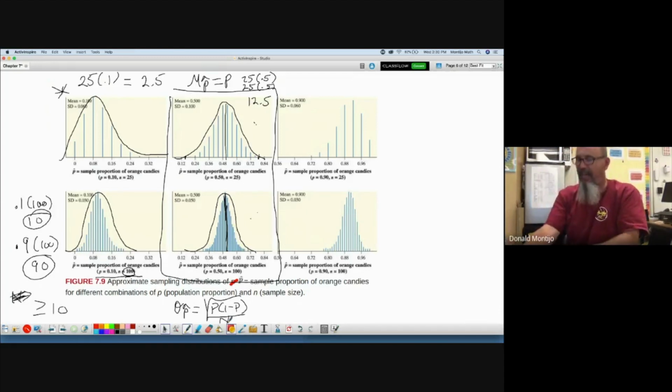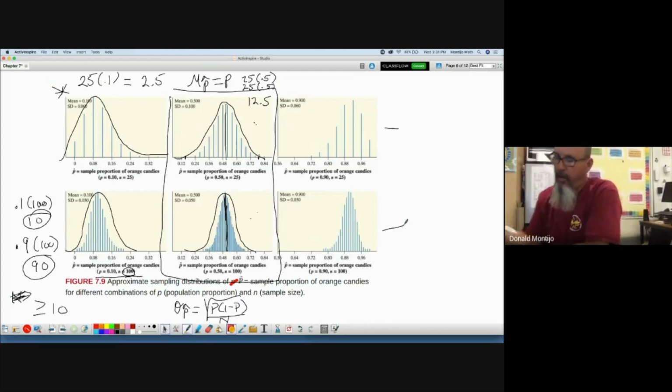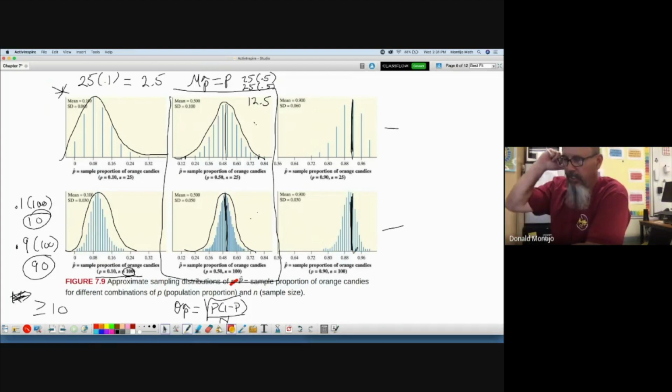And then finally, in this last set of graphs, now we have a population in which 90% of all the candies are orange. Where do you think the center is going to be? You bet that center is going to be at 0.9. And if you looked at this and you found the center, yep, somewhere right in here at 0.9. Where's the center here? Yep, somewhere right in there around 0.9. That should not be a surprise to us at this point.